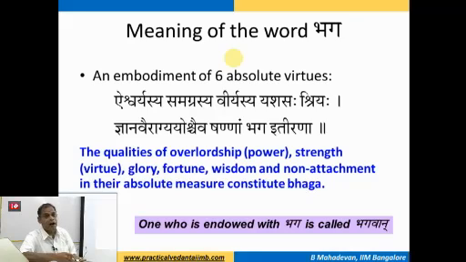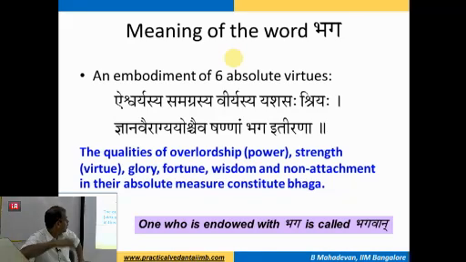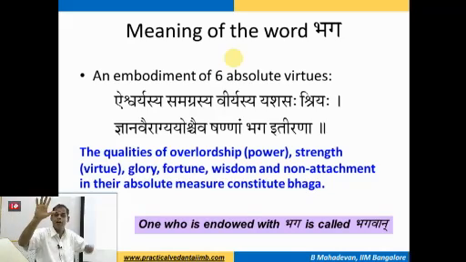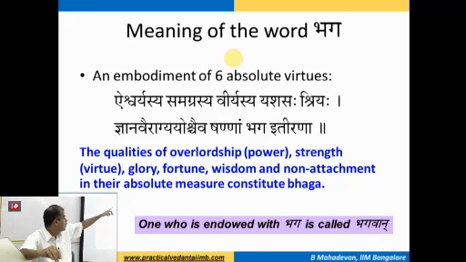So, what is the meaning of Bhaga? This shloka says, I don't know the source: Aishwaryasya samagrasya Viryasya yashasaha shriyaha, Jnana vairagyayos Shannam Bhaga itarina. He says a person who is endowed with 6 kinds of things in absolute perfection. What are those 6 things?